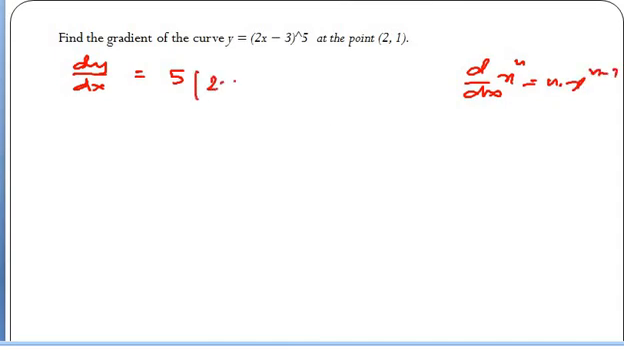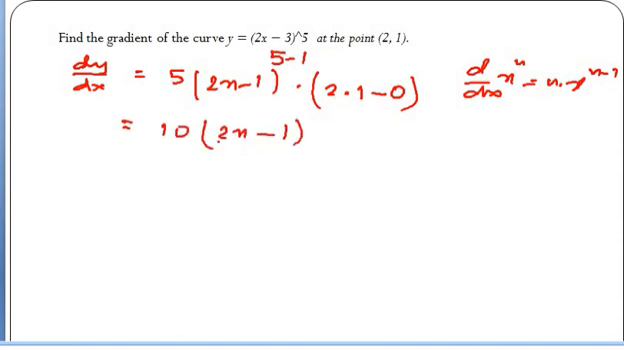So 5, 2x minus 1, raised to 5 minus 1. Now function of function: derivative of 2x is 2, derivative of 1 is a constant, so it is 0. So 2 into 5 is 10. So we can write here 10 into 2x minus 1 raised to power 4. So this is dy by dx, or the gradient.